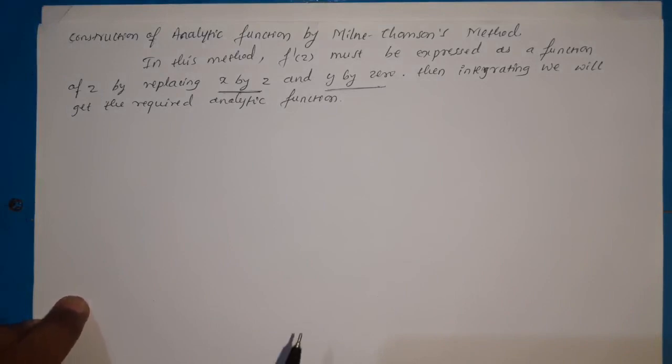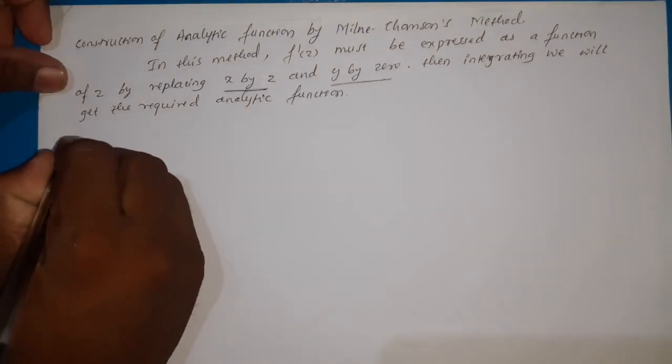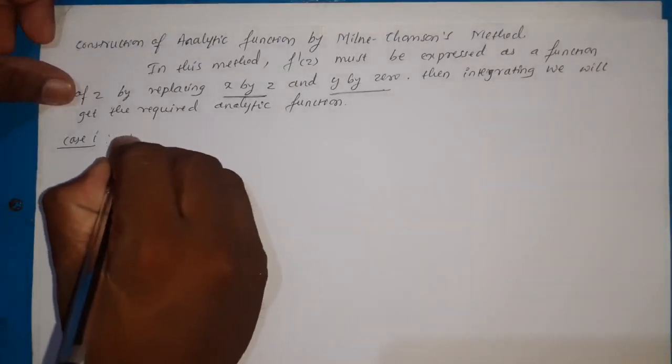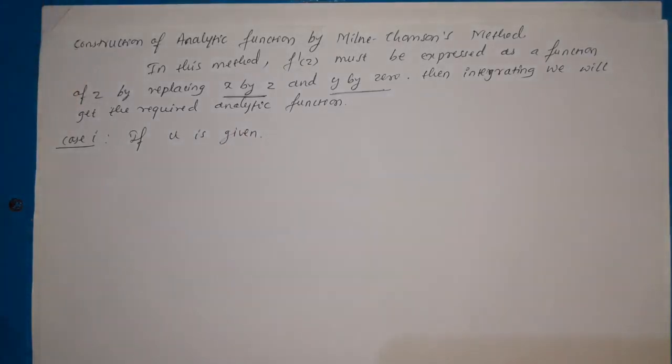Here we have two cases, because each analytic function has two parts, one is real and one is imaginary part. If the real part is given, then how to find the analytic function, and if the imaginary part is given, then how to find the analytic function. Therefore depending on those two parts we have two cases. Case 1: if u is given, then how to find the analytic function.